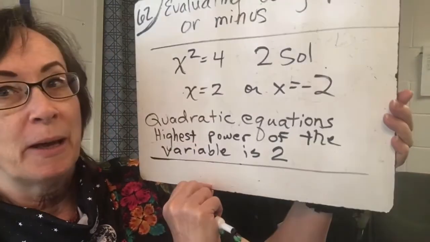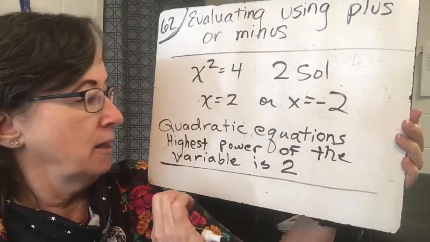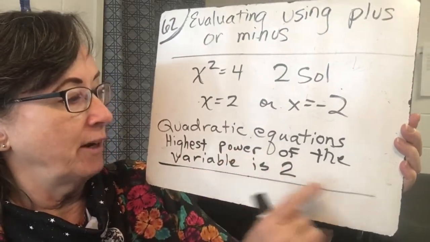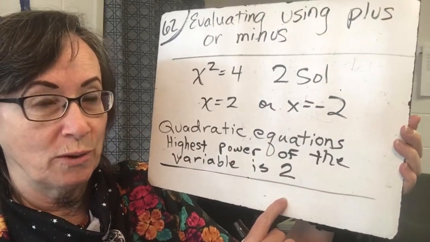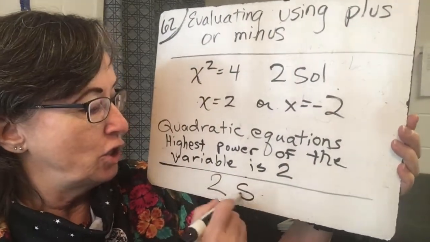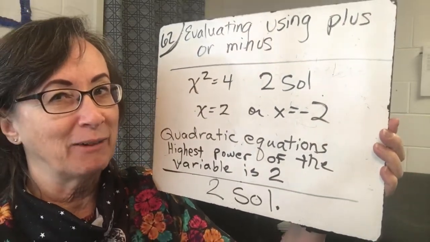So here we're going to begin to learn a little bit about these types of equations. In quadratic equations, the highest power of the variable is 2. And anytime that happens, we expect 2 solutions. So here we're going to evaluate some things.